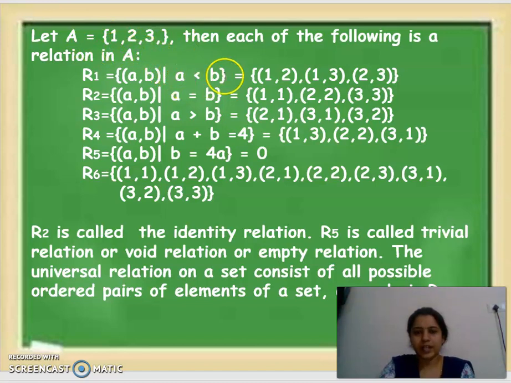So if you arrange like this, take 1 as small a and 2 as small b. Then small a is less than small b.